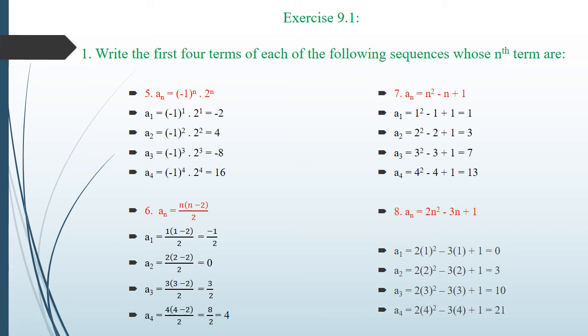a4 is equal to 2 into 4 square minus 3 into 4 plus 1. 4 square is 16. 16 into 2 is 32. 32 minus 3 into 4 is 12. That is going to give me 20 plus 1 will be 21. So these are the first 4 terms of this given sequence. Again, this is not going to form an arithmetic progression.